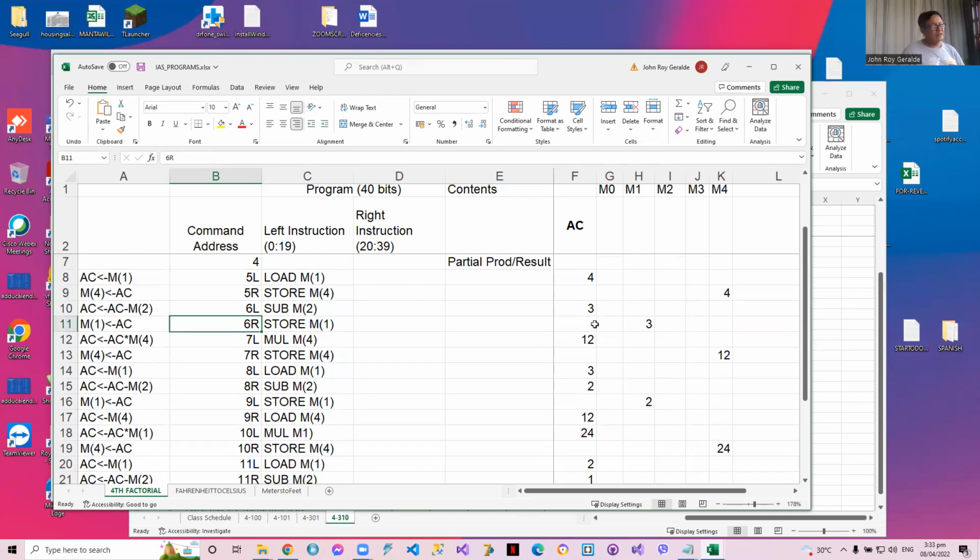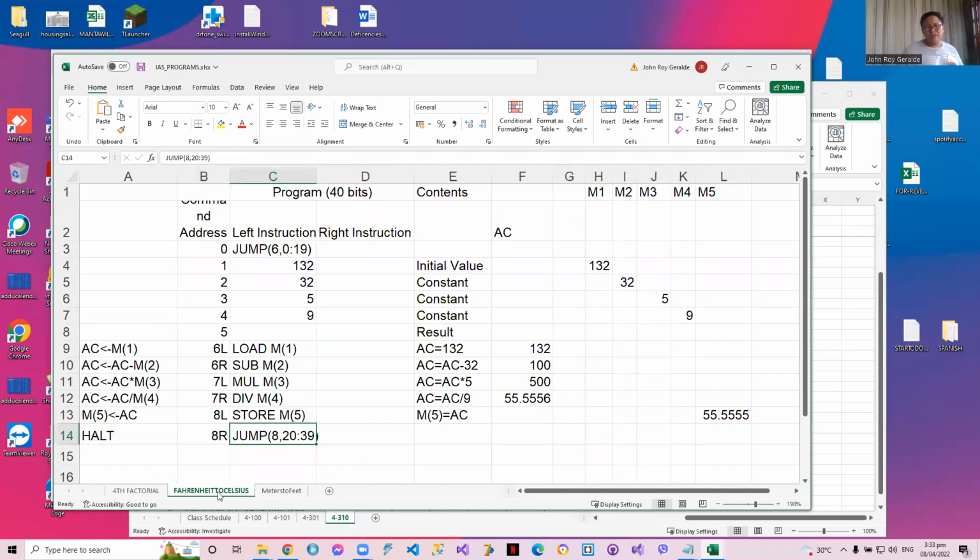Any questions so far? You can download this worksheet from our regular class. Any questions? We don't have branching and looping yet, because we'll have to discuss that topic separately.